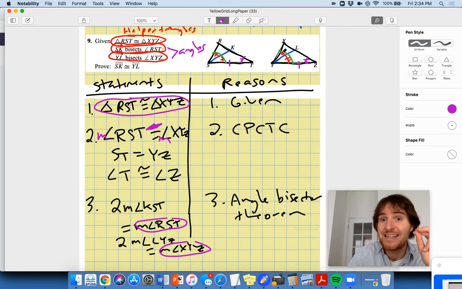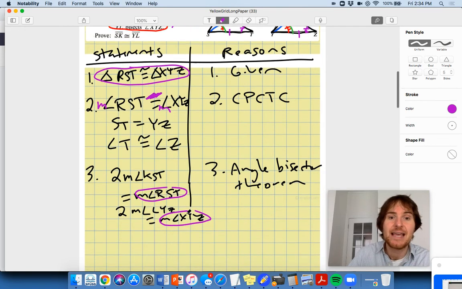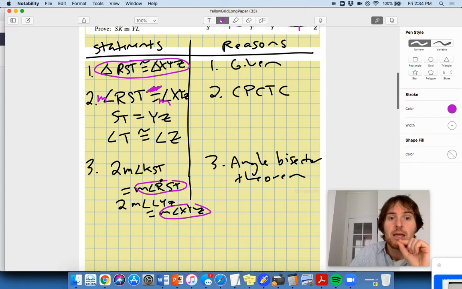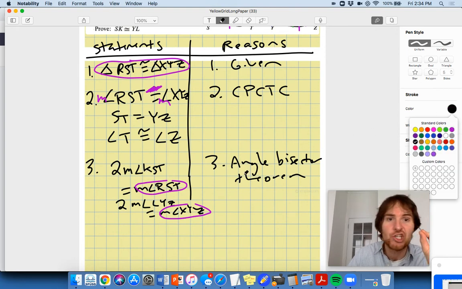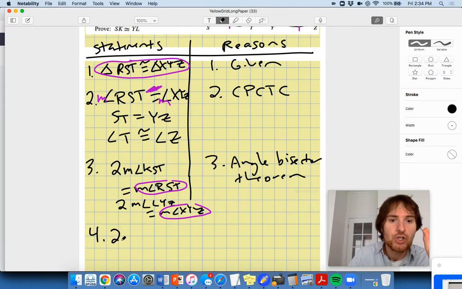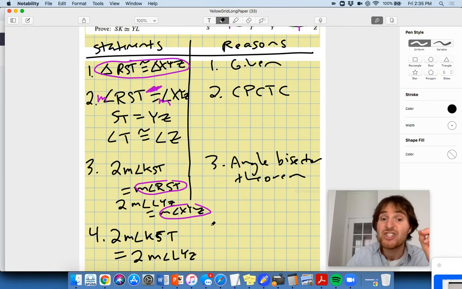So 1/2 of this equaling that, and 1/2 of this equaling that, twice this angle equaling that, and twice this angle equaling that, we can now say, right, because we can take this, we can replace this statement here, RST equals 2 times the measure of angle KST. I can put that in the left side of that equation in step 2. I can put 2 times the measure of angle KST, and then that equals 2 times the measure of angle LYZ. Okay? Why can I do that? That's called the substitution property of equality.